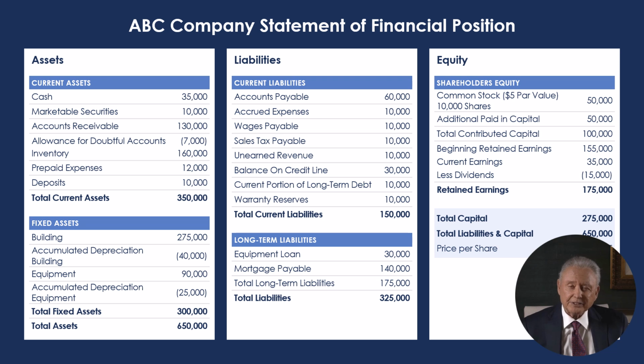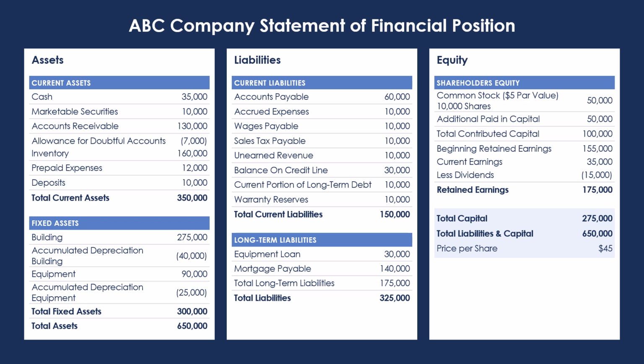Here is ABC Company's financial statements again, beginning with the statement of financial position. To summarize, current assets, $350,000, fixed assets, $300,000, current liabilities, $150,000, long-term debt, $175,000, total liabilities, $325,000, equity, contributed capital of $100,000, retained earnings, $175,000, total equity, $275,000. Liabilities and equity total, $650,000. Also, note the share price is $45.